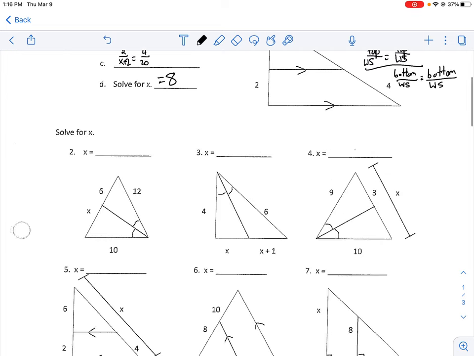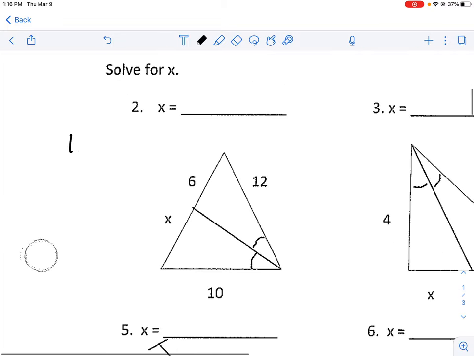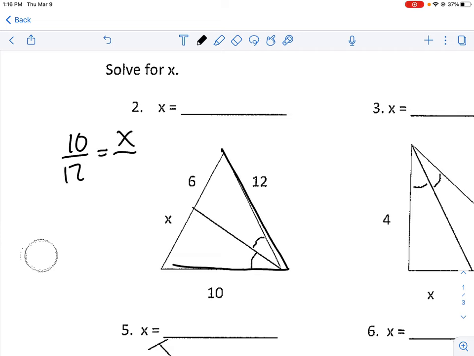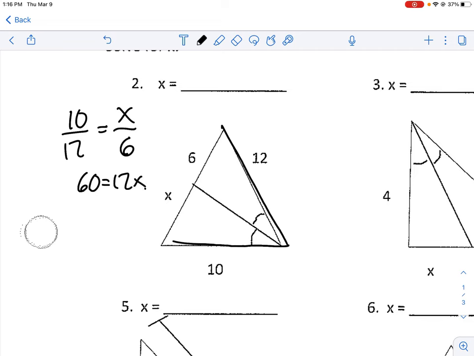Number two, we have to set a proportion where we go like 10 over 12. Those are the two segments that make up that angle right there. 10 over 12 is equal to x over 6. Notice that the 10 and the x are lined up across from each other, and the 12 and the 6 are lined up across from each other. Make sure that is true on your proportion as well. And I get 60 is equal to 12x. So I divide by 12 on both sides, and x is equal to 5.